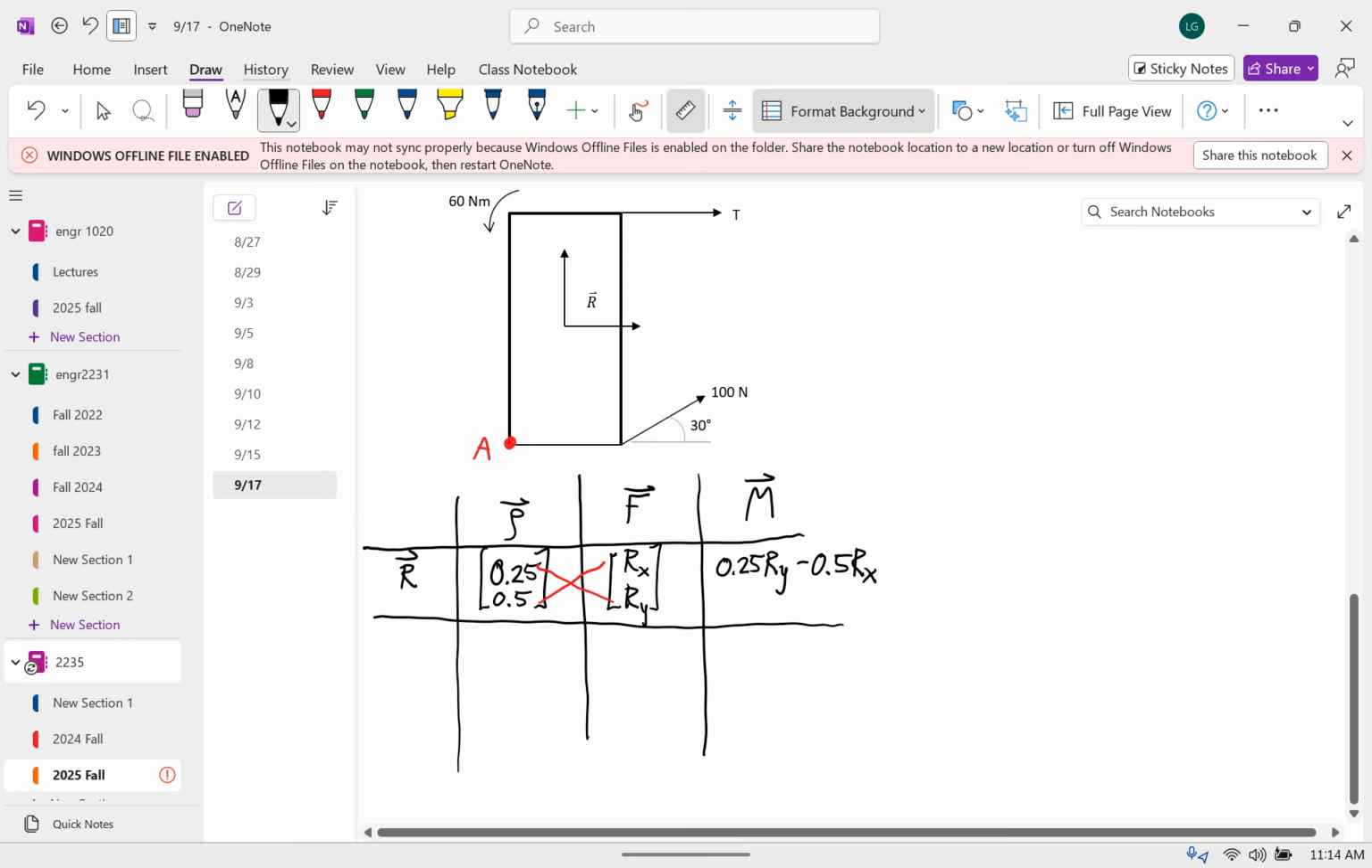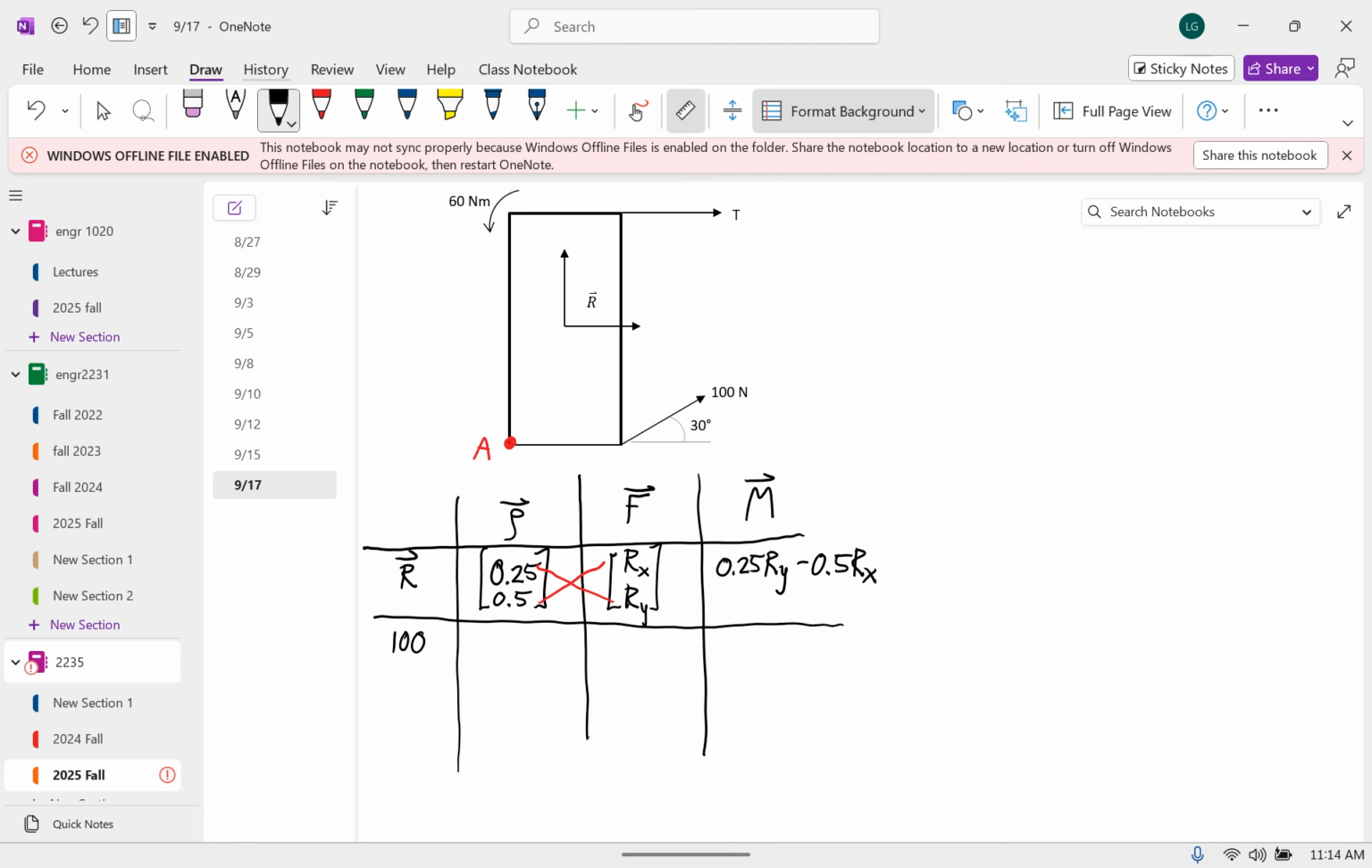Now I'll do the 100 Newton force. A vector that goes from A to where that 100 Newton force is applied is 0.5, 0. The force is 100 times cosine and sine of 30 degrees. So that's 86.6, 50. The cross product is this times this minus this times this. So that's 25.